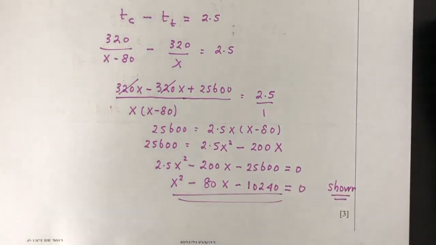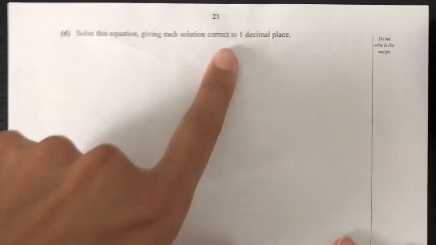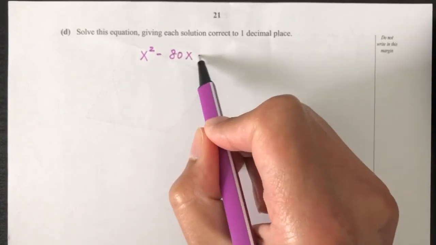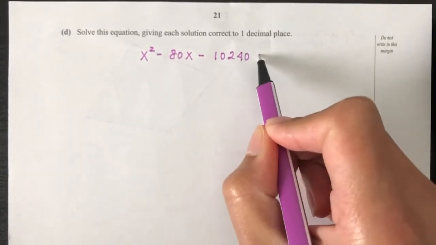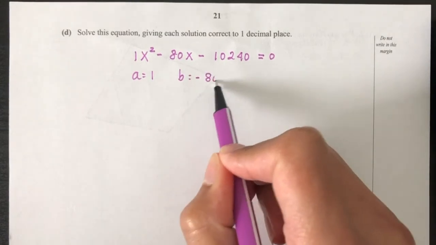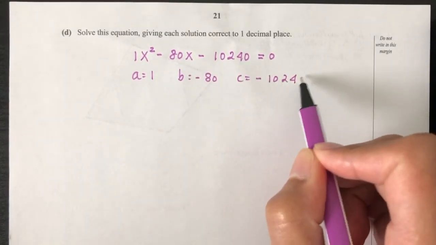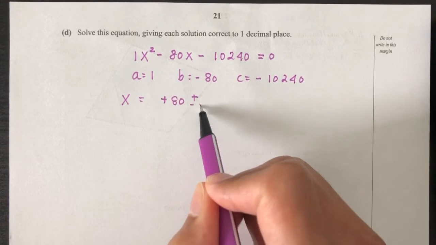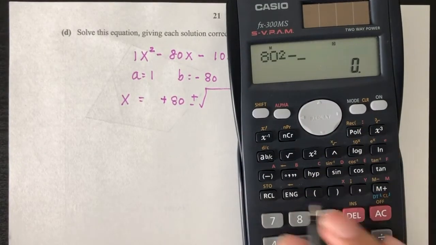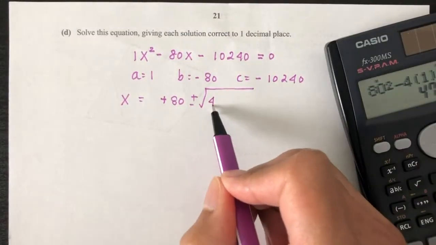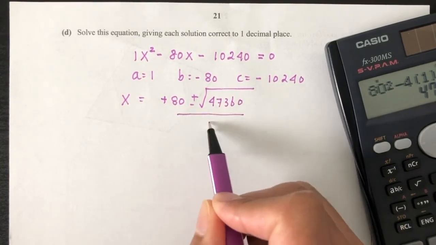Now let's move on to part D of the question. It says solve this equation giving your answer correct to one decimal place. So we have the equation x squared minus 80x minus 10,240 equal to 0. So a is equal to 1, b is equal to minus 80, and c is equal to minus 10,240. So x is equal to minus b, so minus minus this will be plus 80, plus or minus root of b squared minus 4 times a times c, that will be 47,360, divided by 2a, which is 2.